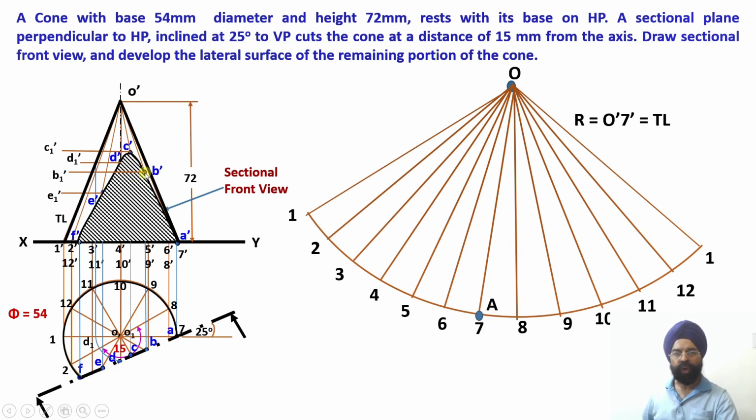So what do I have to do? From B dash, draw a horizontal line onto the true length, either here or even here. You could have just transferred it here because this is also true length. Once you transfer it here, instead of measuring the distance O dash B dash, now the true length has been obtained, B1 dash. So 1 means true length. Once I obtain this point over here, measure the distance O dash B1 dash. Once you measure this distance, it will be marked over here onto O6.